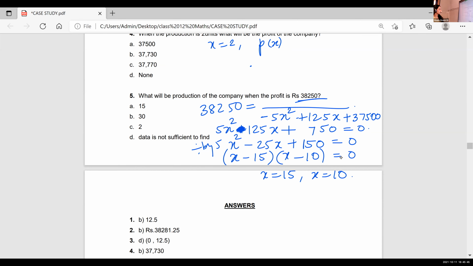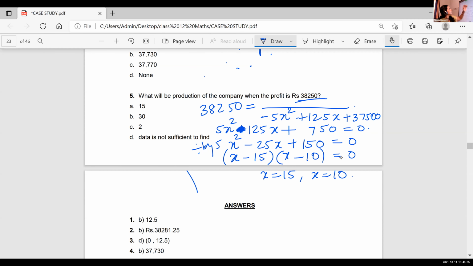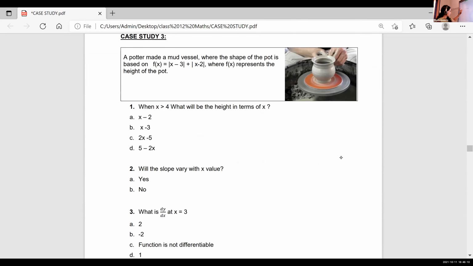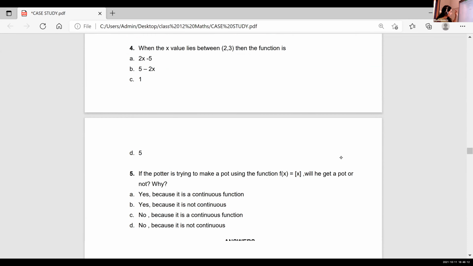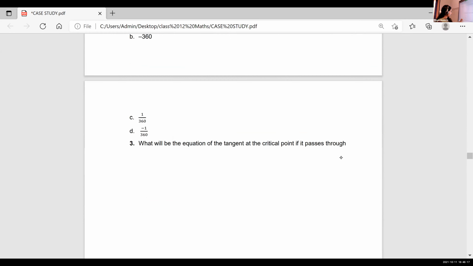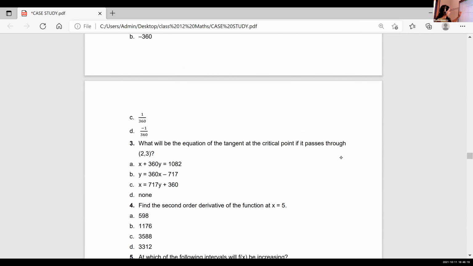So what is the option given there? Option given is x is 15. Is it clear, children? Is it okay? Oh, the next one. See, go through all the questions given there. We are going to do some selected questions because I want to discuss a few points with you.